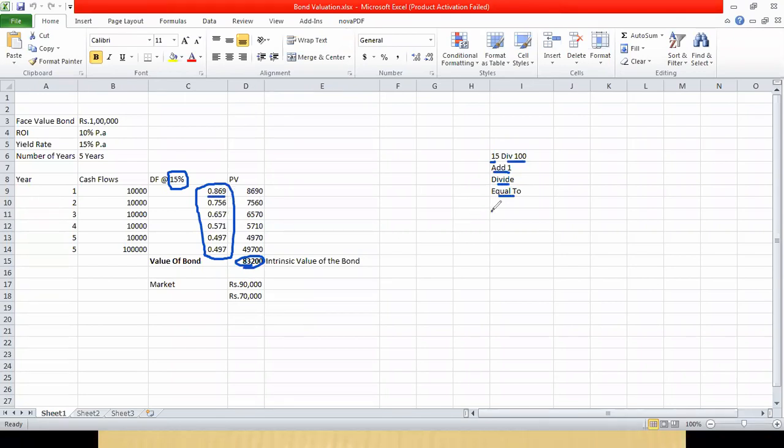Then after that, if you go on pressing equal to for any number of years, you will go on getting the next year's data. Accordingly, you will get that. So this is how you have to calculate the discounting factor. Cash flow multiplied by the discounting factor gives you the present value, and if you add these present values, you will get the value of the bond. This is also called the correct value or intrinsic value of the bond.